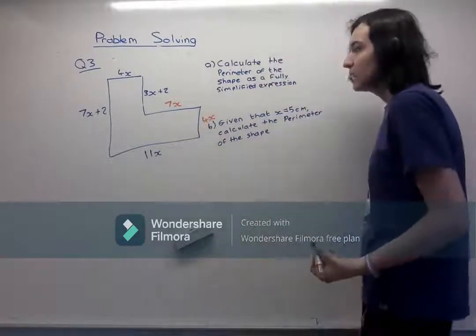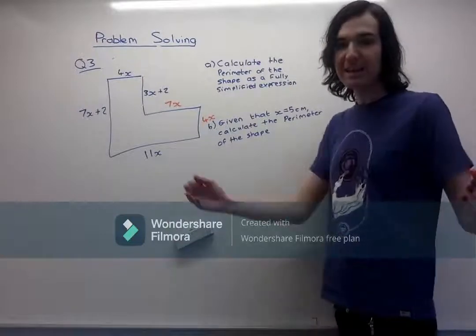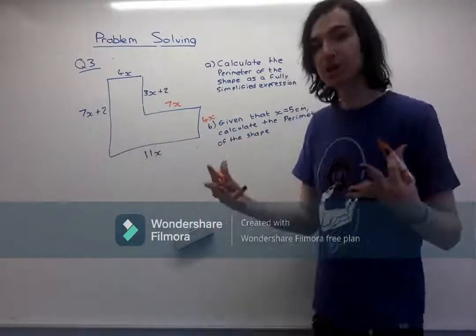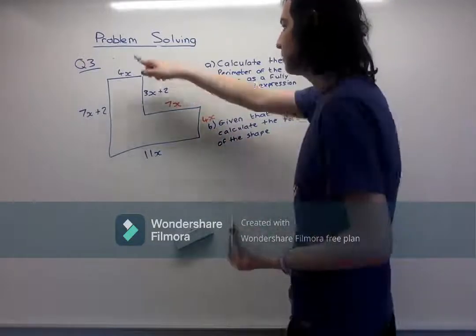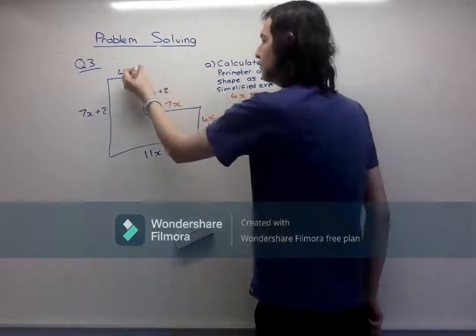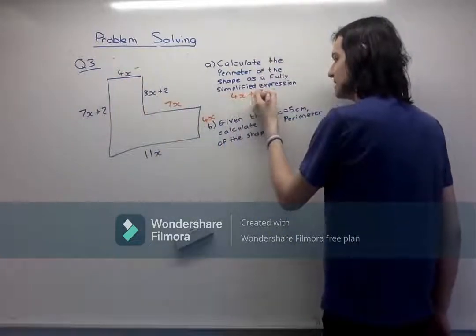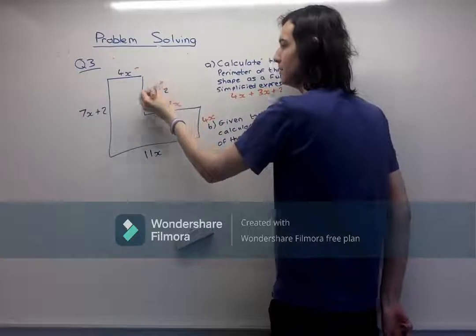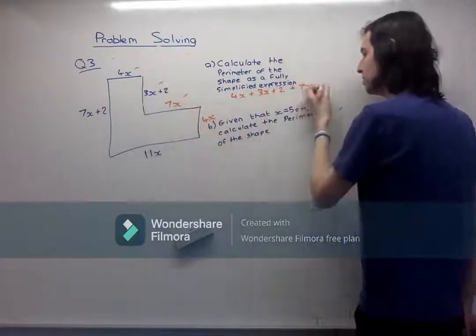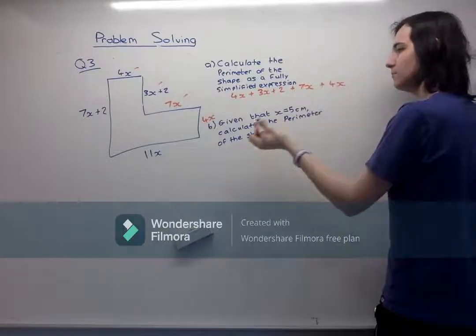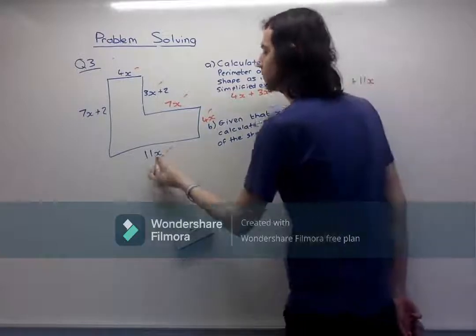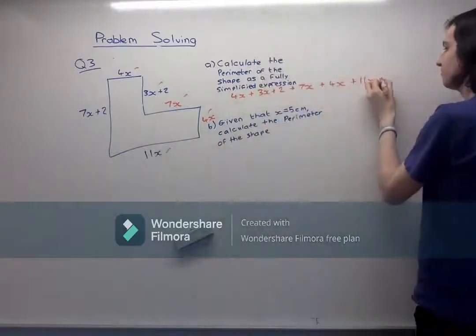Right, now we're at the stage where we can get everything all together and write it as a very big expression. So let's go round from the top. We've got 4x. I'll mark them off as I go, so I don't miss anything out or double count anything. 3x plus 2 plus 7x plus 4x plus 11x plus 7x plus 2.